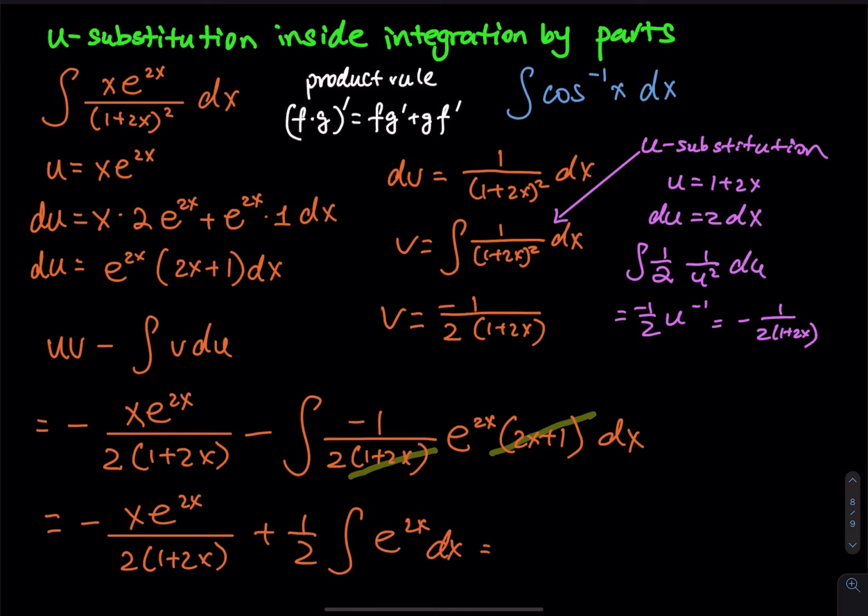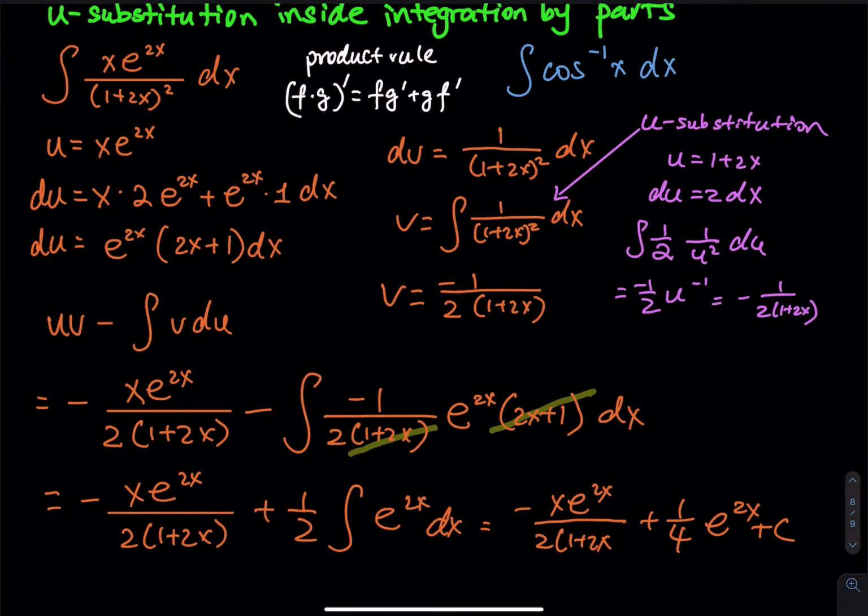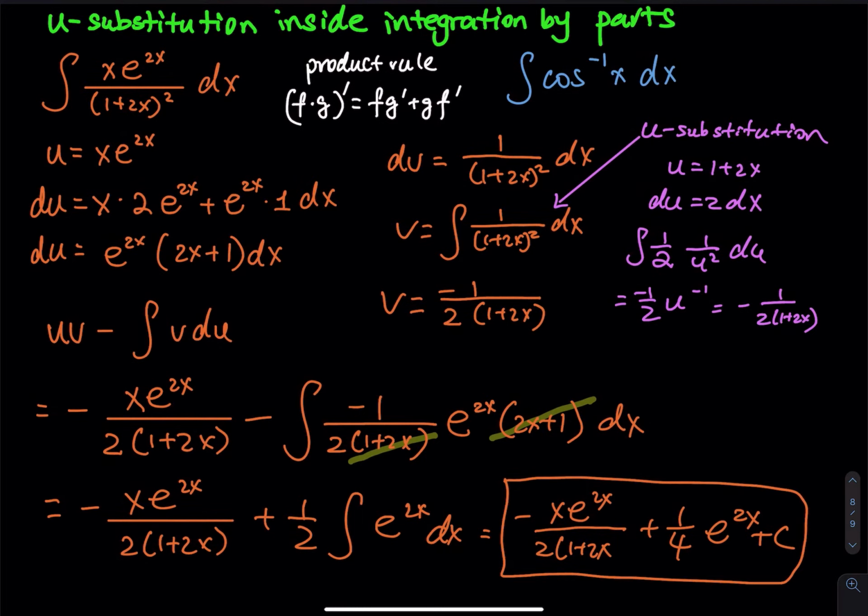Oh, this one is easy. Then that is negative x e to the 2x divided by 2 times (1 plus 2x). This one, the integral of e to the 2x, that produces an extra 1/2 in front of the e, right? So the 1/2 times 1/2 will be 1 over 4, e to the 2x plus c. If you quickly take the derivative of that, you will see why I put an extra 1/2 in front of it to multiply the other 1/2. So this is the answer to the first integral.